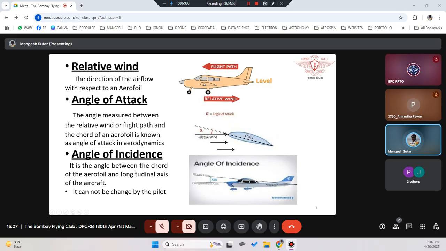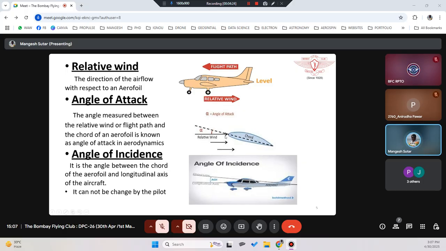You can see here the airfoil shape of the wing, and even in the tail part there is an airfoil section. So these are airfoils. You see the leading edge and the trailing edge. The sharper edge is always the trailing edge. The curved surface or the larger surface area is called the leading edge.